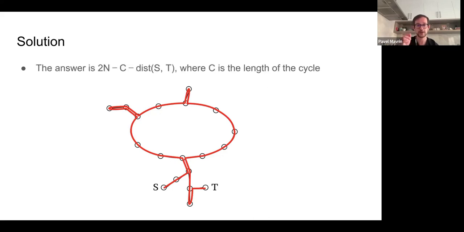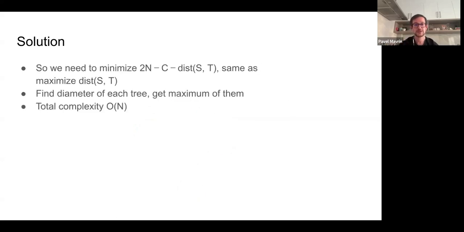So my answer will be 2n, because the total number of edges is n. So I walk along each edge twice, minus c, because I visit the whole cycle only once, and minus the distance from S to T. Now, n is constant, c is constant, so I only need to maximize the distance from S to T. But again, it's the problem we solved before. So to maximize the distance from S to T, I just need to find the diameter of the graph. You can do it in linear time. So you find the diameter of each of the trees, find the maximum out of them, and that's all. Then you have the minimal possible sum.